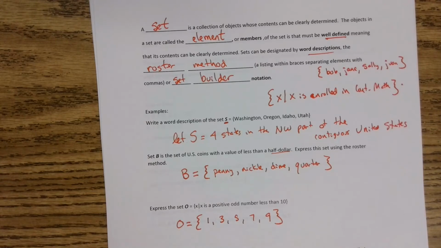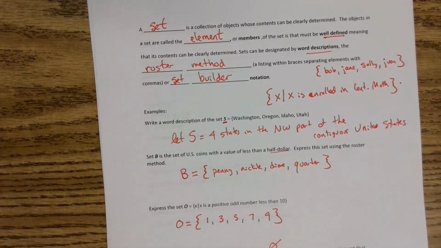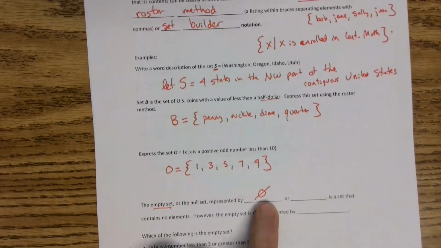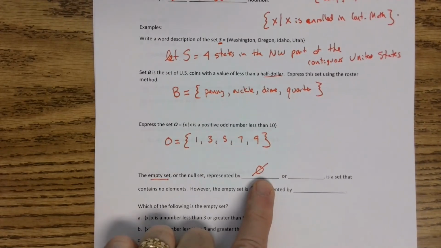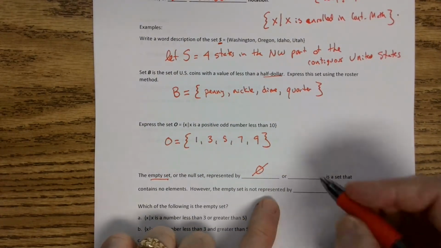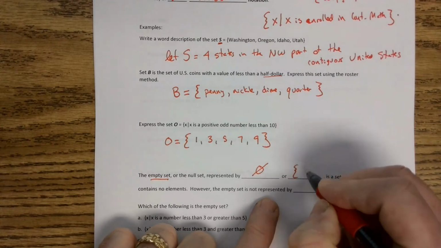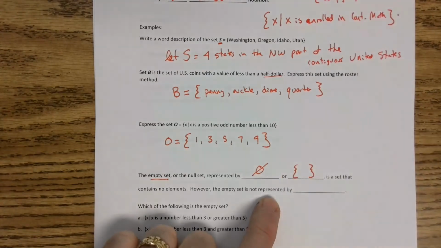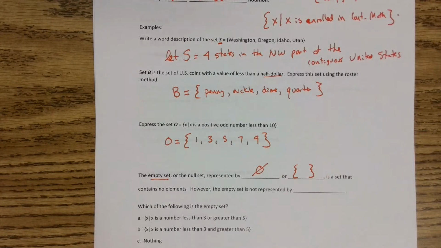Okay, now there's one more set that's very important. It's called the empty set. It means just nothing in it. It's represented in two ways: the old school symbol, that one right there, or you can do brackets with nothing in it. Either one.